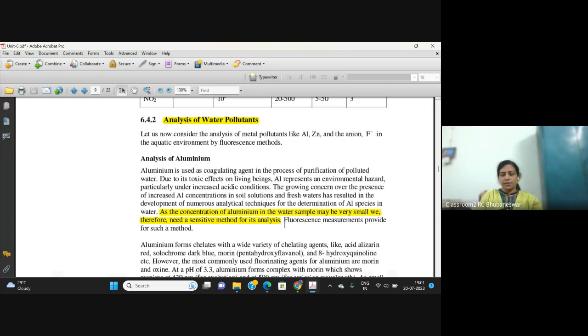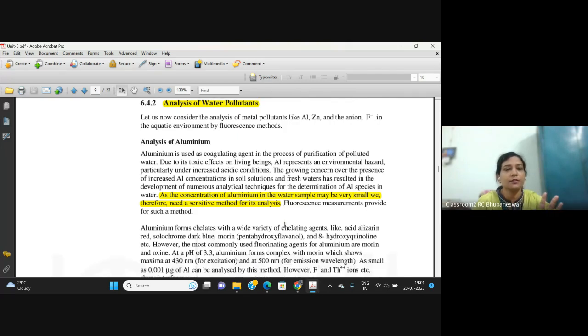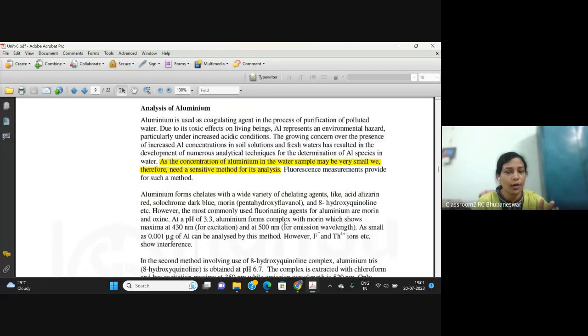As the concentration of aluminum in the water sample may be very, very small, you need to use a method which is sensitive enough for studying that. So fluorescence is the best way to indicate any contamination available in water. For the analysis of aluminum, since its concentration in a water sample may be very small, we need a sensitive method, and fluorescence measurement provides such a method for doing water pollutant analysis.